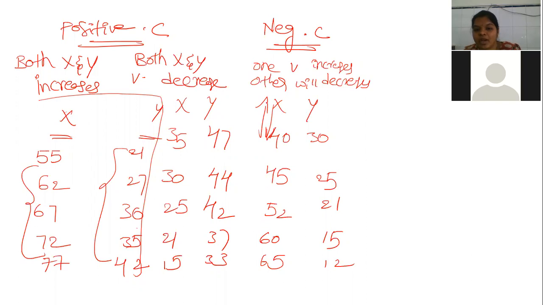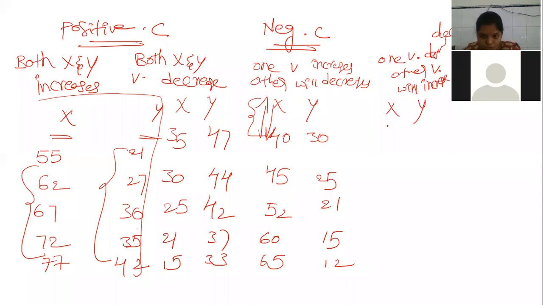So this is going down and this is going up. So here the opposite direction is observed. And then this is one case. If one variable increases, other will decrease. Okay. So you just write down vice versa. That is, one variable decreases, other variable will increase. Just write down like that.